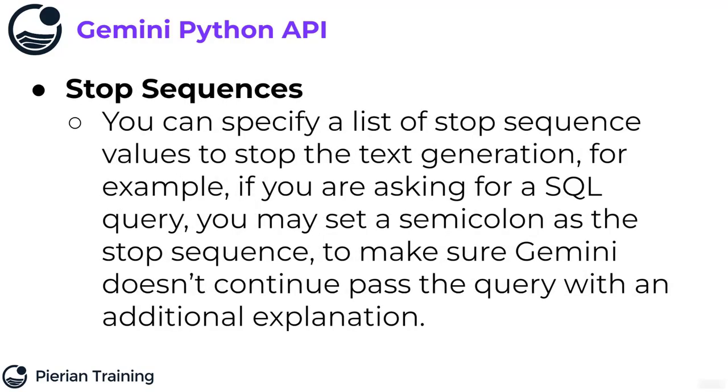Then there's also stop sequences. So you can actually specify a list of stop sequence values to stop the text generation. For example, maybe you're asking Gemini to produce a SQL query, and you know SQL queries end with a semicolon. So maybe you set a semicolon as the stop sequence to make sure Gemini doesn't continue to pass the query along with an additional explanation. You'll sometimes realize that Gemini, especially in chat mode, is very helpful and tends to explain the results that it returns to you. But if you just wanted the SQL query, you could hard code a stop sequence like a semicolon to make sure it ends the second it stops the SQL query.